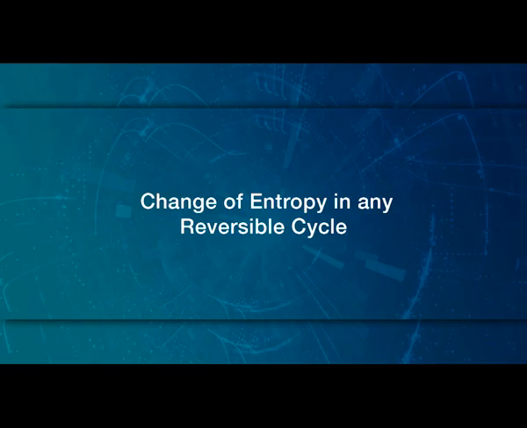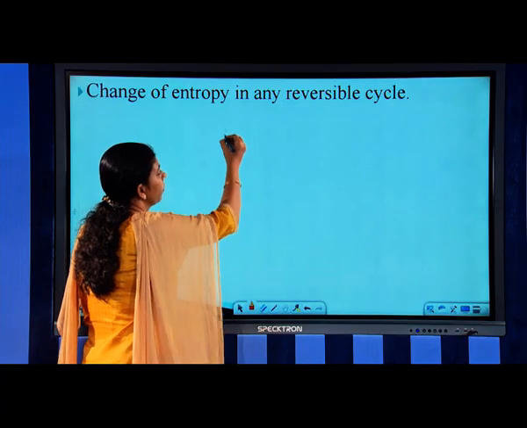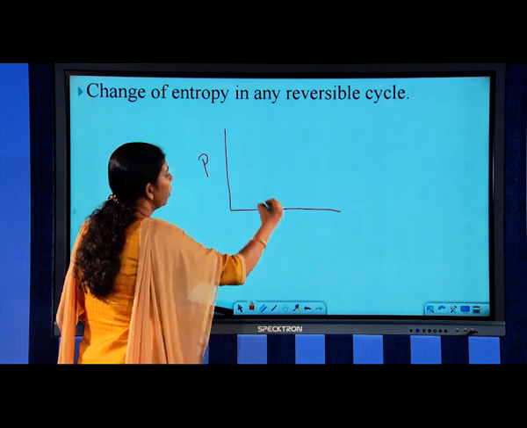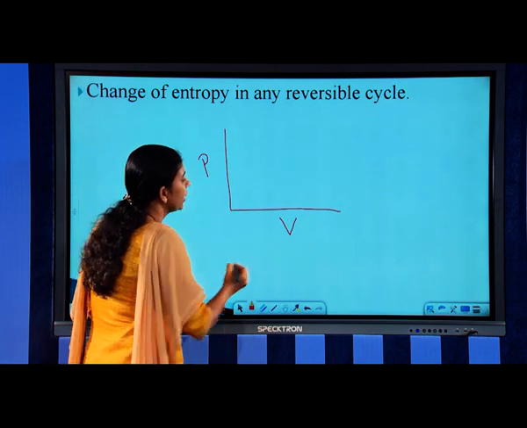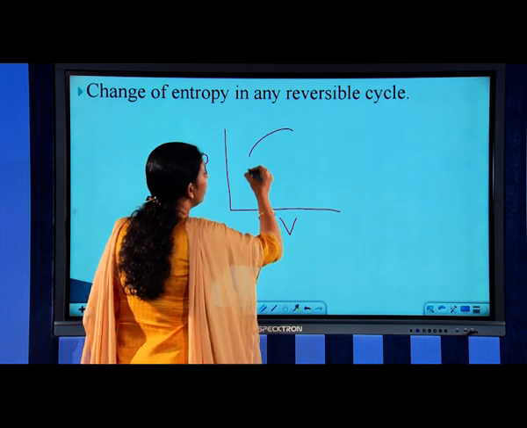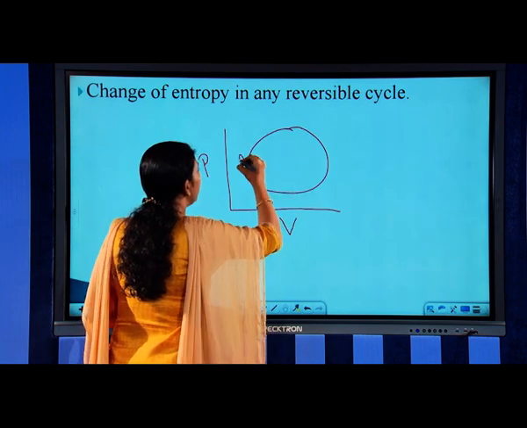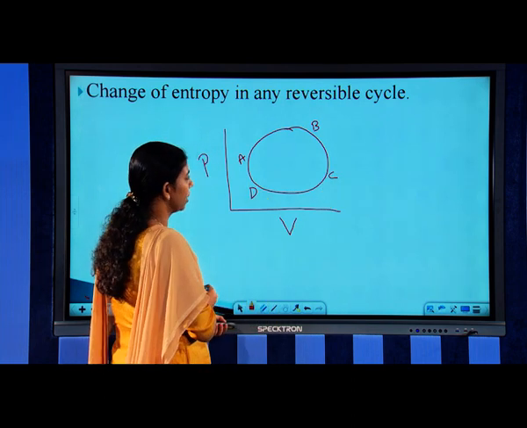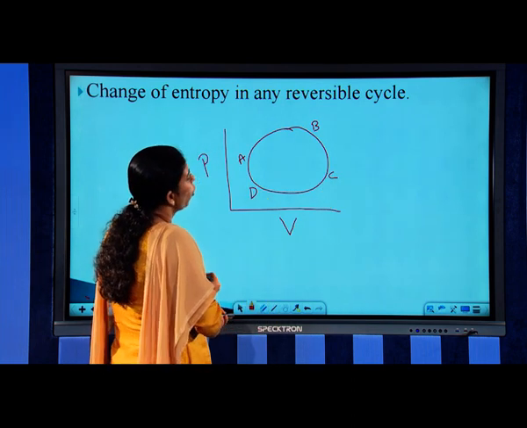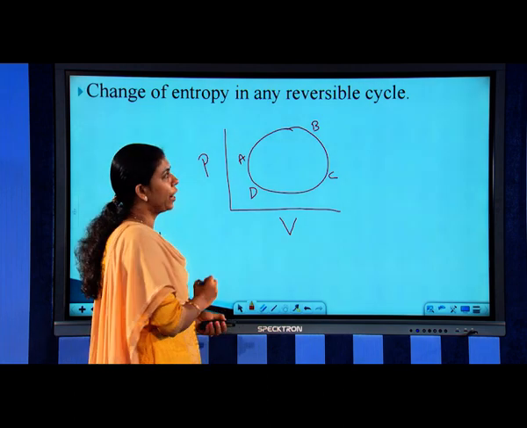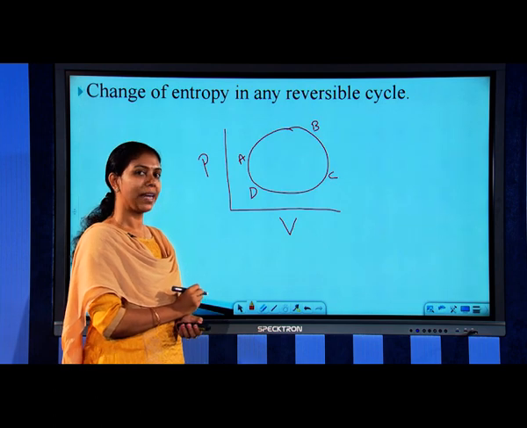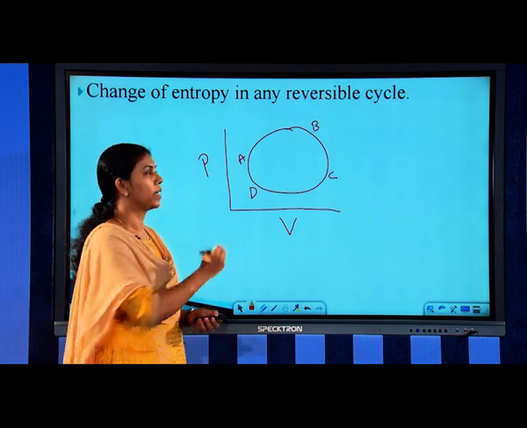Change of entropy in a reversible cycle. Let me draw a figure. A reversible cycle is drawn in an indicator diagram. Here A, B, C, D represent a reversible cycle. In order to obtain the change in entropy in a reversible cycle, we have to draw adiabatics in this reversible cycle.